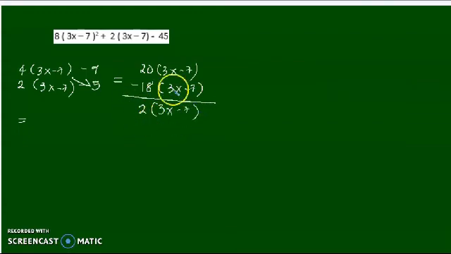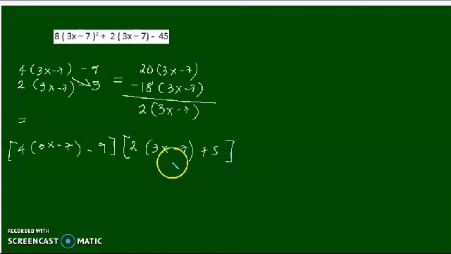Okay, now look at the sum. The sum is equal to the middle term. So, therefore, these are the correct combinations. So, we have 4 times 3x minus 7 minus 9 times the quantity of 2 times 3x minus 7 plus 5. And then simplify further. So, multiply 4 to 3x minus 7. So, 4 times 3x is 12x. 4 times negative 7 is negative 28. Then, minus 9.